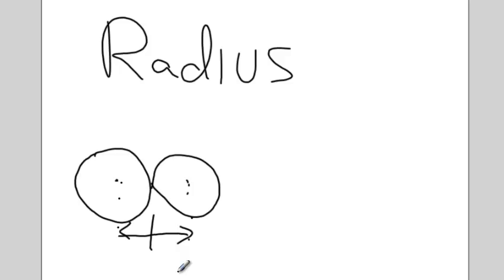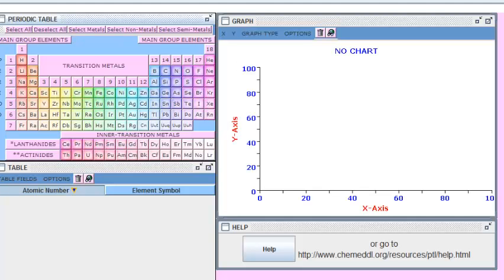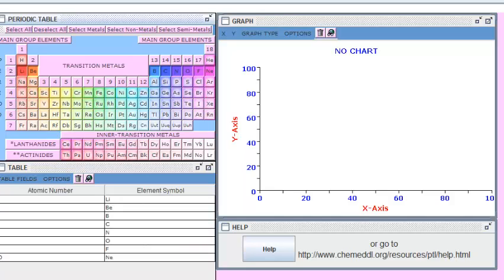Now, let's do some graphing. On this site, which is www.chemeddl.org, you can graph all of these trends and many others besides. So let's graph radius. Let's graph radius for period 2 of the periodic table.